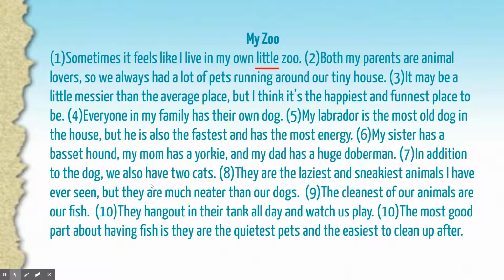Sentence 2 says, both my parents are animal lovers, so we always had a lot of pets running around our tiny house. What adjective do you see in sentence 2? You should have said tiny. Tiny describes house.